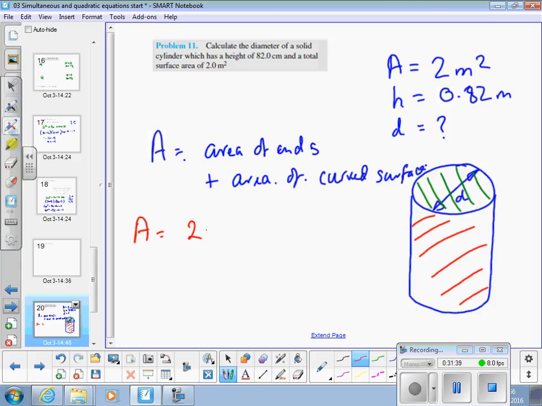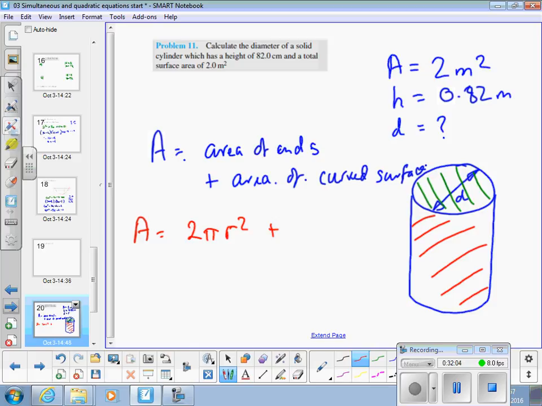Two pi r squared, the area of a circle. We've got two ends. Plus, how can we write an expression? We need it in terms of r. So here we're going to find the radius and double it to find the diameter.